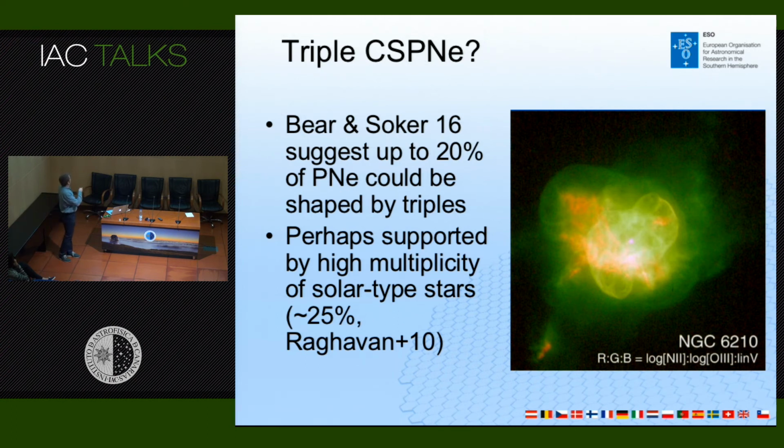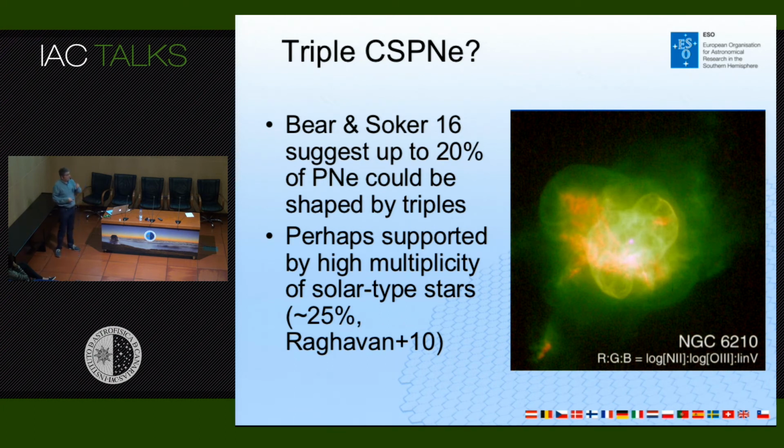And this is what Bear and Soker said, that in order to explain the shape of some planetary nebulae, they would need to have triple systems. And they said that up to 20% of planetary nebulae could be shaped by triples. And this may seem natural, because we also know that solar-like stars are often in triple systems. I mean, 50% of them are in binaries, but about 25% of them are in triple systems. So it could be that indeed.